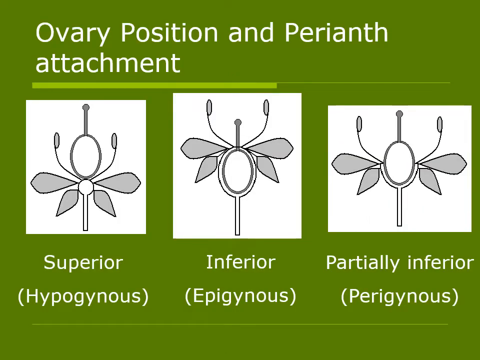So you should remember this slide from when we discussed flowers just recently, and the attachment of the ovary and its position relative to the perianth starts to play a role when we start talking about fruit. So superior, inferior, partially inferior. Never mind the hypogynous, epigynous, and all that. We'll stick to the superior, inferior, and partially. It's good enough for what we're doing. So keep this in mind as we go through this lesson about where the ovary is relative to the perianth and the receptacle in particular.